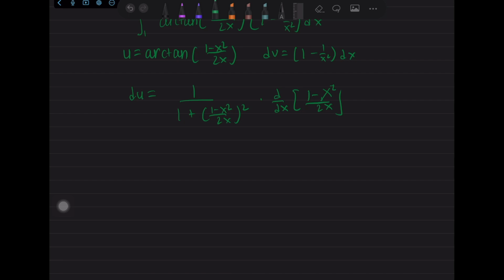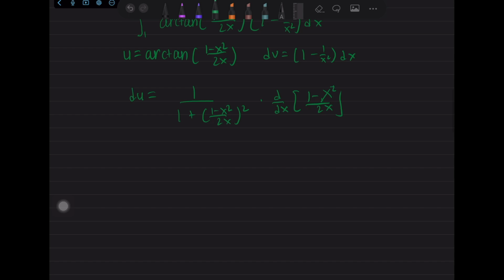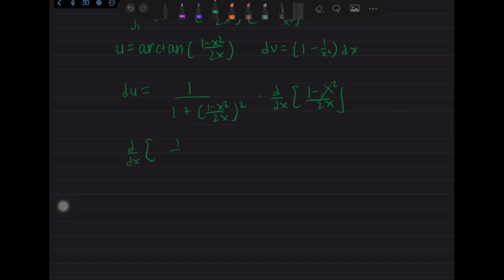Not much better, but okay, we'll continue. So, now to take this derivative, let's come to the side and take this derivative. That's the derivative of 1 over 2x minus x squared over 2x. Well, that is minus x over 2. Okay, 1 over 2x. So let's see what this is going to be. Negative 1 over 2x squared minus 1 over 2. And just because we can, let's factor out the negative 1/2. Then we'll have 1 over x squared plus 1. And so we have this. We can replace that here.